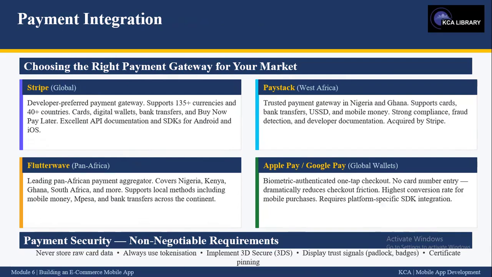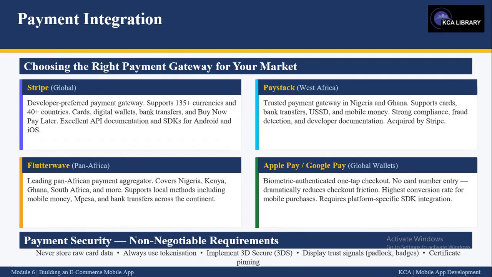Payment integration. Choosing the right payment gateway for your market is very critical and important. So here we have some payment gateways. The first ones we have are Stripe, Paystack, Flutterwave, and Apple Pay / Google Pay. For Stripe, it is a developer-friendly payment gateway. It supports 135 plus currencies and 40 plus countries, cards, digital wallets, bank transfers, buy now pay later, excellent API documentation, and SDKs for Android and iOS.